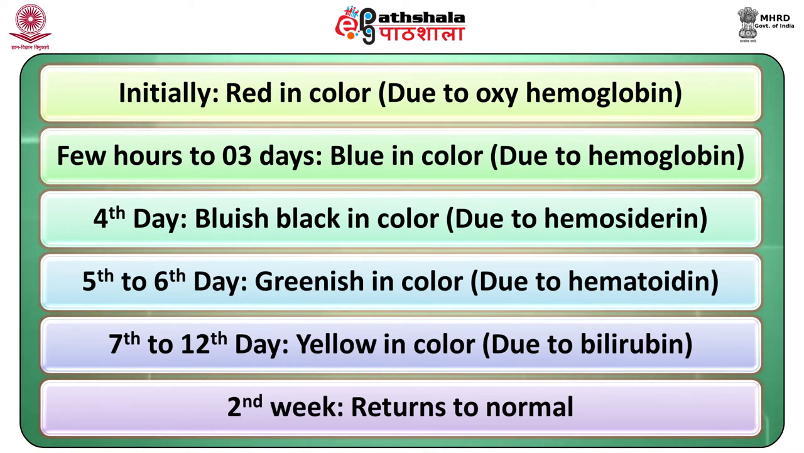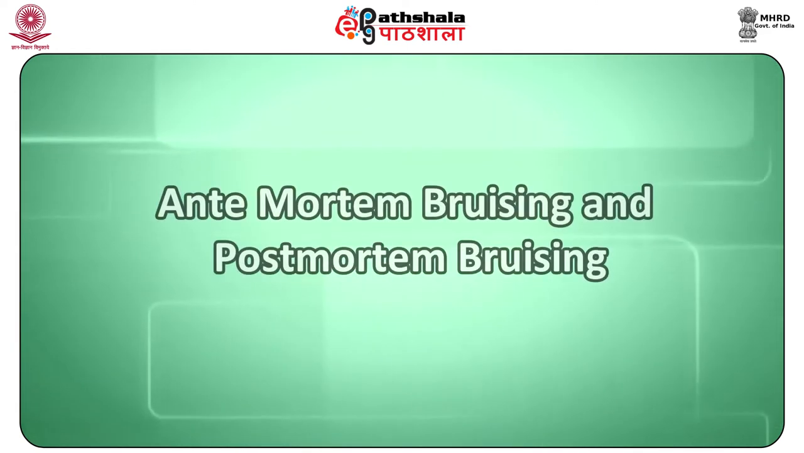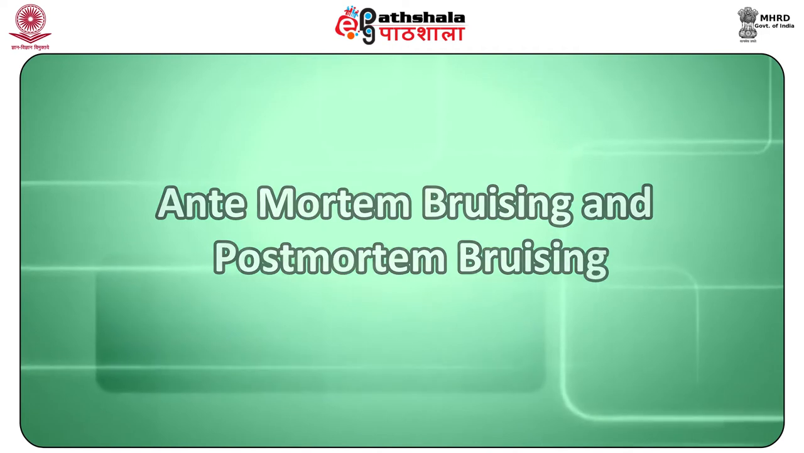Then around fifth to sixth day, it becomes greenish in color due to hematoidin. Then seventh to 12th day, it becomes yellowish in color because of the conversion into bilirubin. And in second week, it returns to its normal appearance. Exceptions are the subconjunctival bruising, where typical color changes are not seen, and they heal straight right from red to yellow. The antemortem and postmortem bruising also needs to be differentiated.